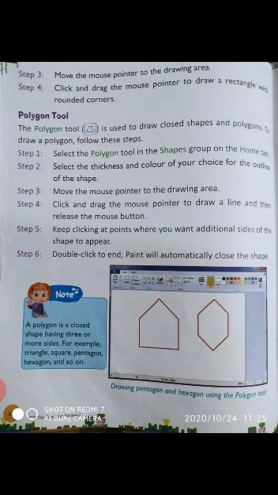You come to the drawing area and click and drag the mouse pointer. Mouse pointer means cursor. To draw a line and then release the mouse button. Step 5, keep clicking at points where you want additional sides of the shape to appear.